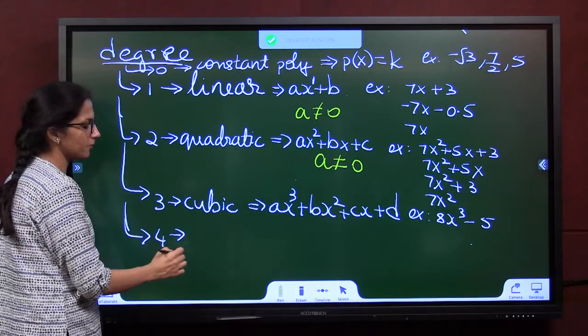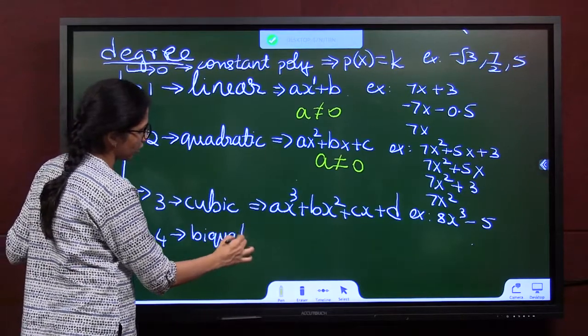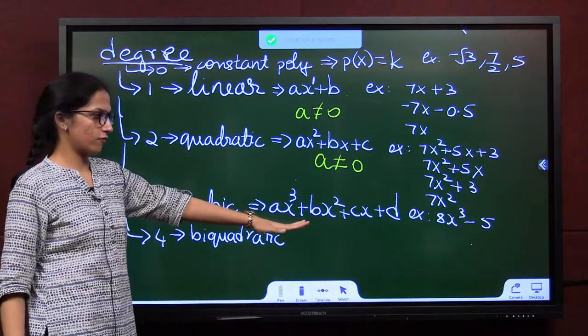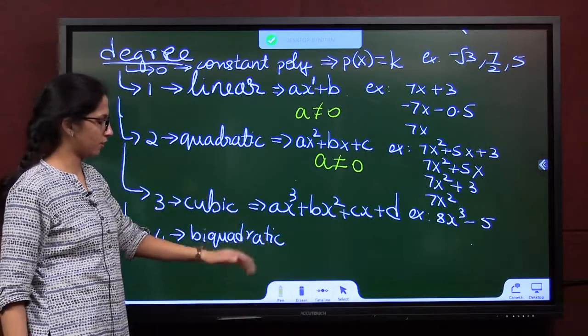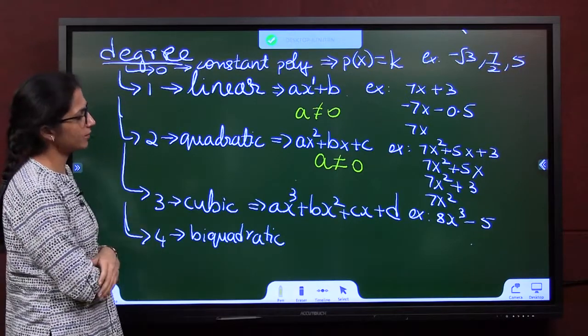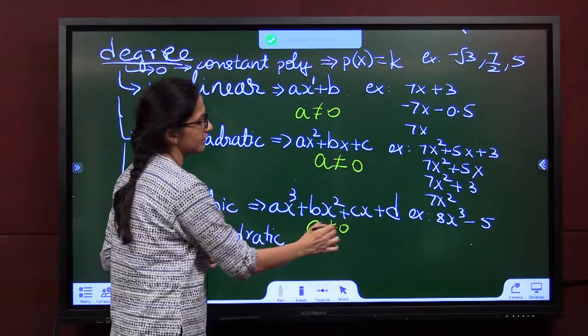If the degree of the polynomial is 4, then it is called a biquadratic polynomial. We are going to solve till here, but it's possible to have higher, and after that you can have degree 5, 6, 7, anything. So all these are polynomials. Point to be noted that A can never be 0.